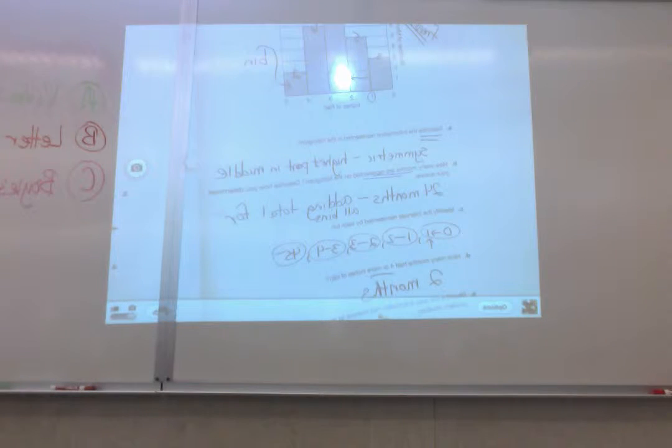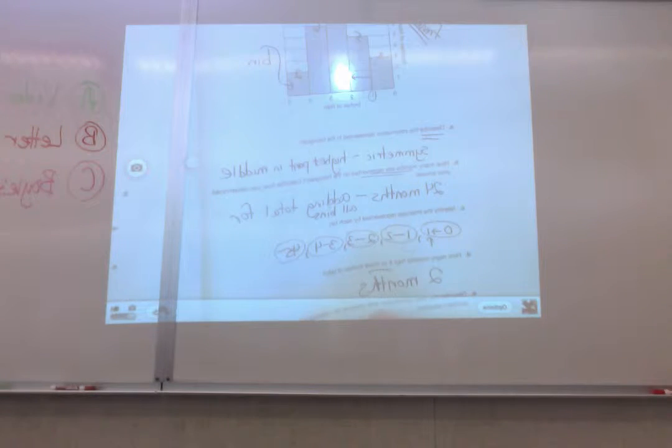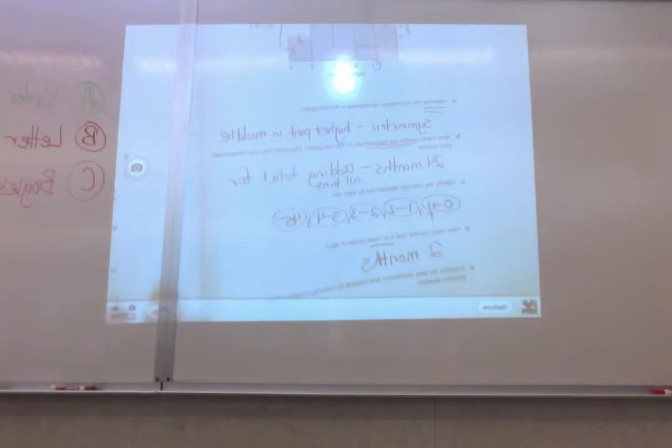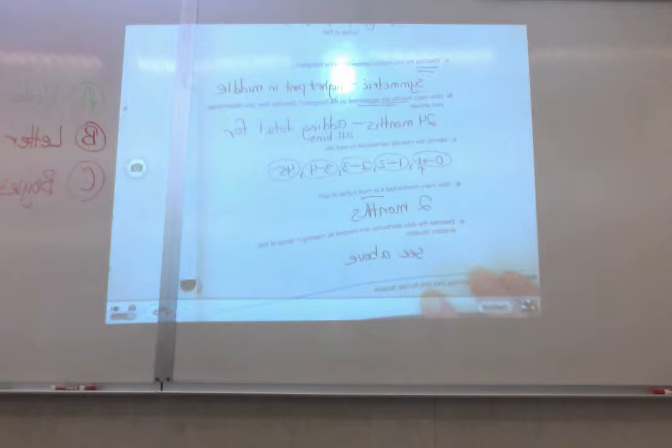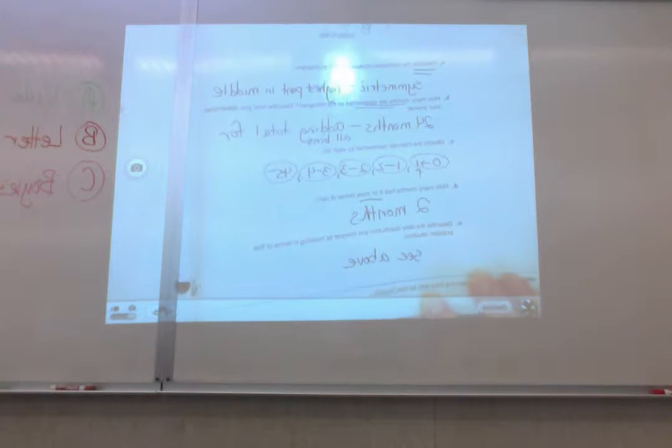Describe the data distribution. Oh, I think I already did that. So what did they want us to do in A? Probably talk more about the scenario. So I'm going to, in E, say see above. But I might need to backtrack to A a little bit.